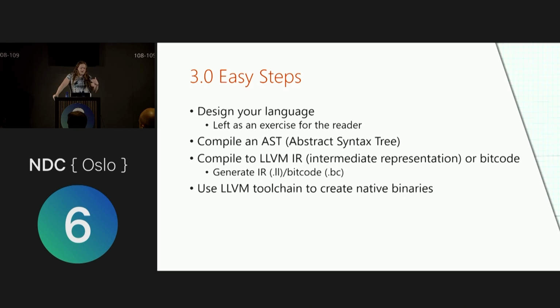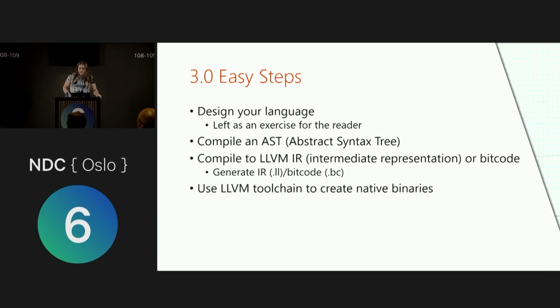The next step is to compile the AST to LLVM IR, where IR is the intermediate representation. This is kind of the human-readable assembly. It's not really assembly, but it kind of looks like it. Or bytecode. Bytecode and IR are one-to-one, but obviously for presentation purposes, it's much better to show you the IR, not the bytecode. So I'll be using that. But those are interchangeable. And then finally, you use the LLVM toolchain to create the native binaries.